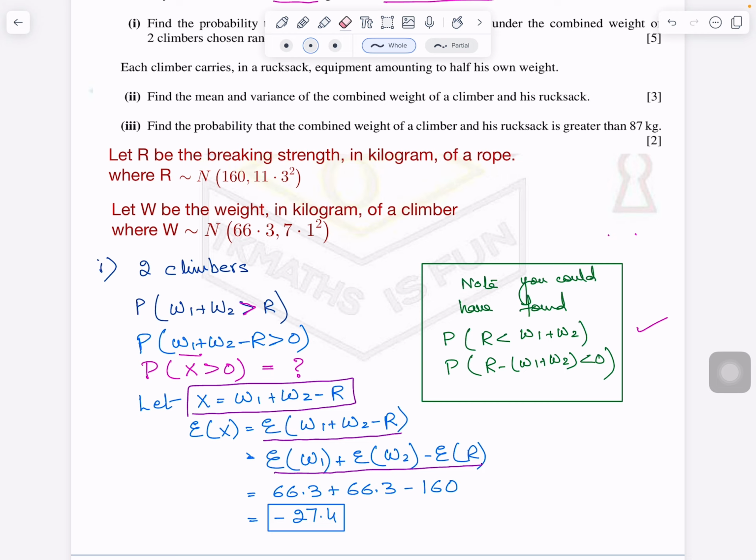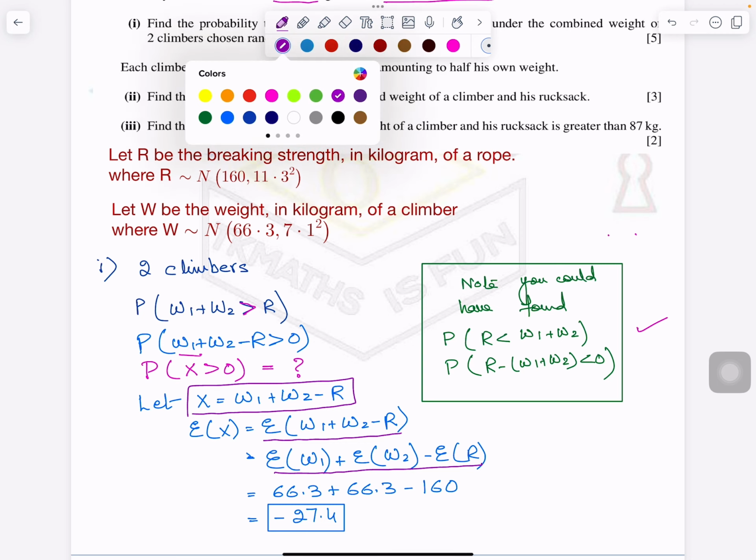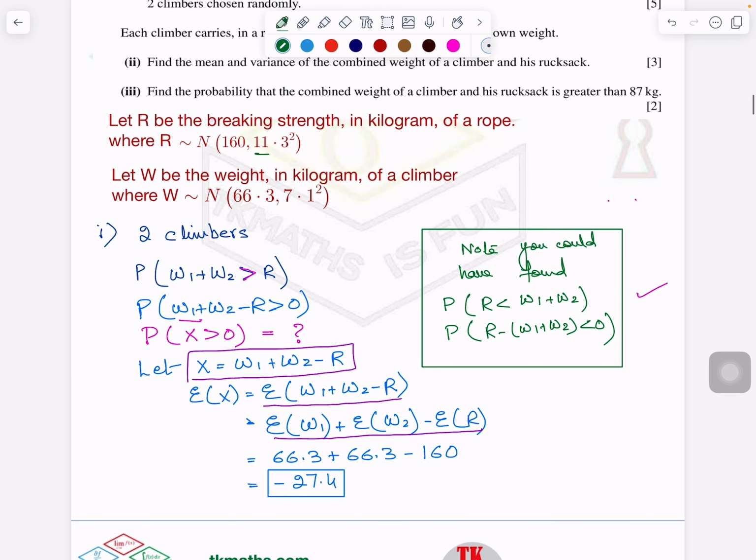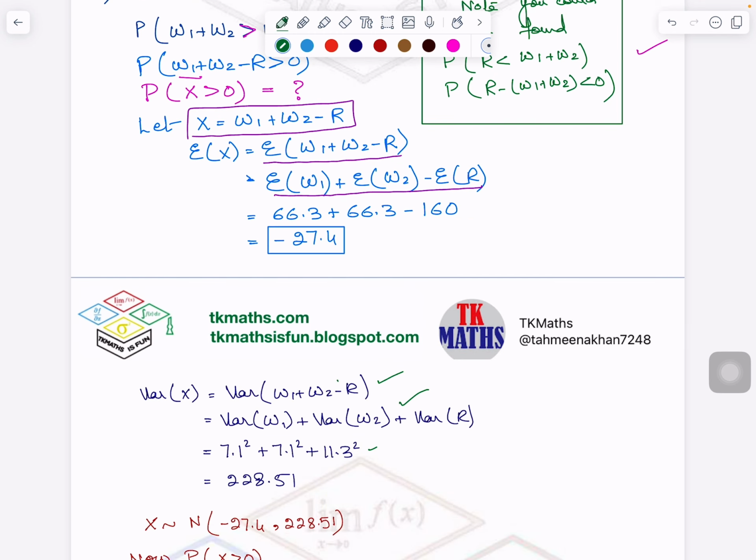Okay, so now for the variance also I will use the same condition, w1 plus w2 minus r, and I have separated it here. But you must remember, in variance you always add, so that's why I've written addition, not subtraction. And I've simply taken the variances given to me in the distribution here, you can see. So these variances I have taken and added up.